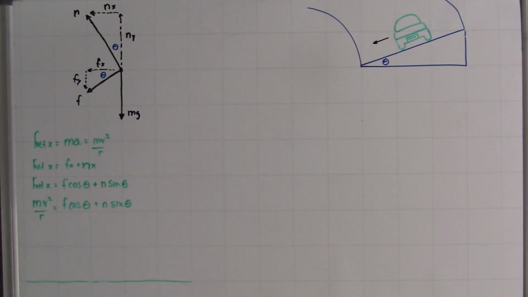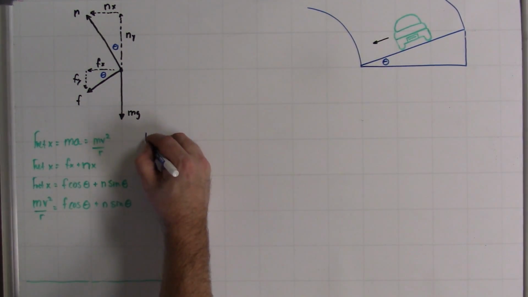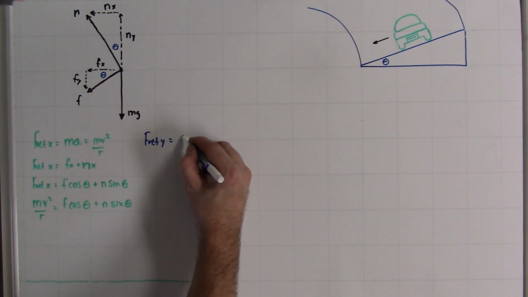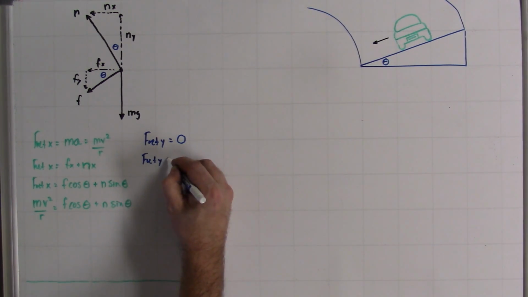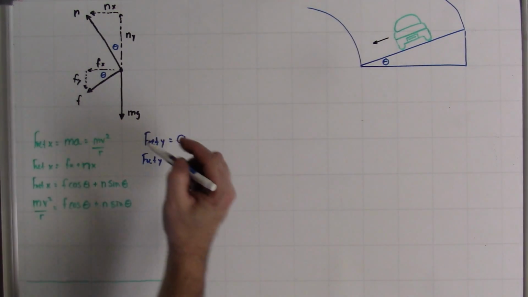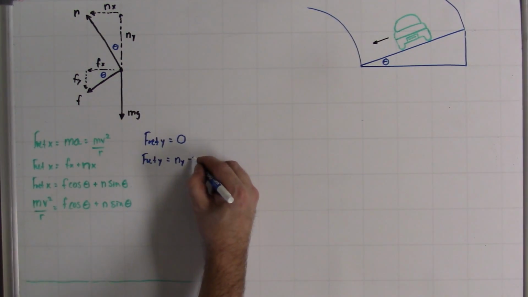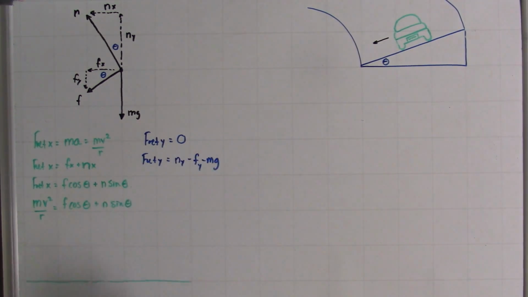What about the y direction? Well, the net force in the y direction, there's no acceleration in the y direction, so that's equal to 0. The net force in the y direction this time, well, what do we have? We have n in the y direction is up, but we have friction in the y direction is down, and we have our mg, which is also down. So this time we have three forces.